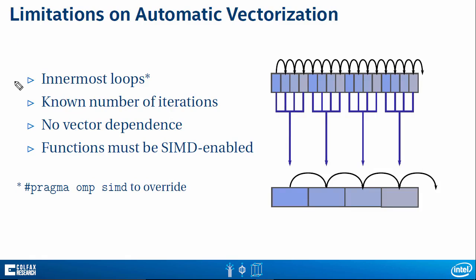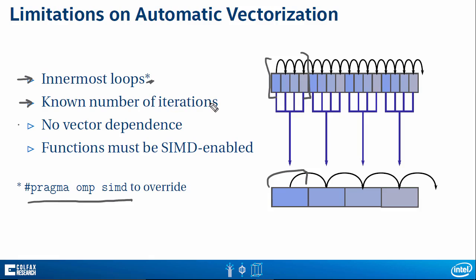When the compiler looks for loops to vectorize, it will only try to vectorize the innermost loops. So if you have multiple layers of loop nesting, it will only look at the innermost loop, and there it will try to lump together multiple scalar iterations into a single vector iteration. You can override this behavior with pragma omp simd, which we will discuss later. The number of iterations in the loop must be known when you begin the loop. If you know it at compilation time, this is ideal, but even if you know it at runtime, this is still good.